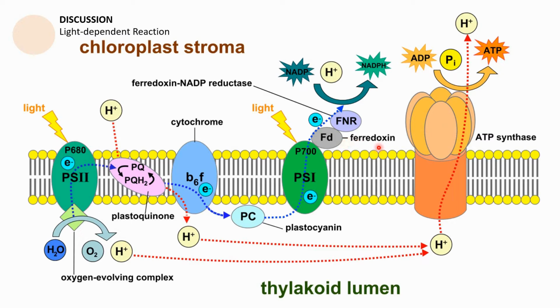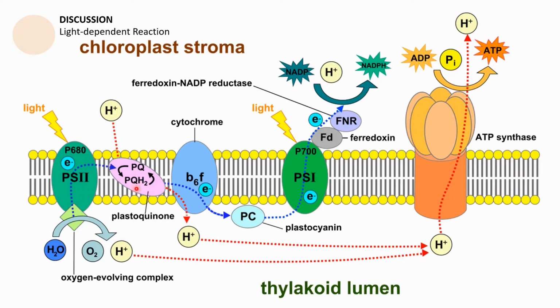This one is cytochrome. And then this is PS1, which is photosystem 1. And then we have ferredoxin here with a reducing agent. It's ferredoxin NADP reductase, an enzyme. That is how we refer to it. And then the last one is the ATP synthase. So you're familiar with these parts now? Alright, let's proceed.